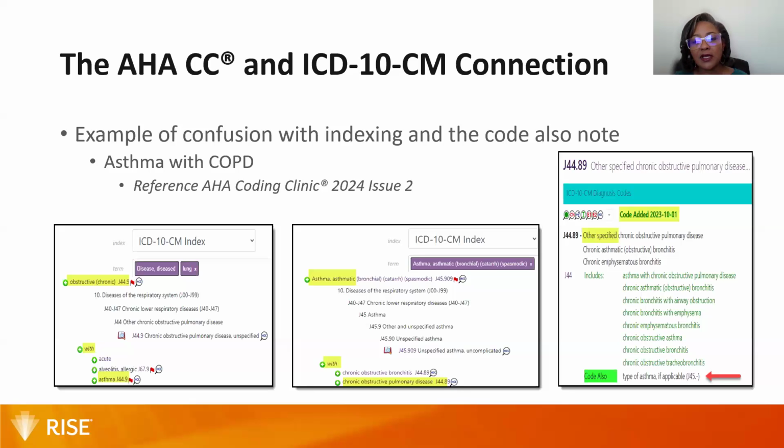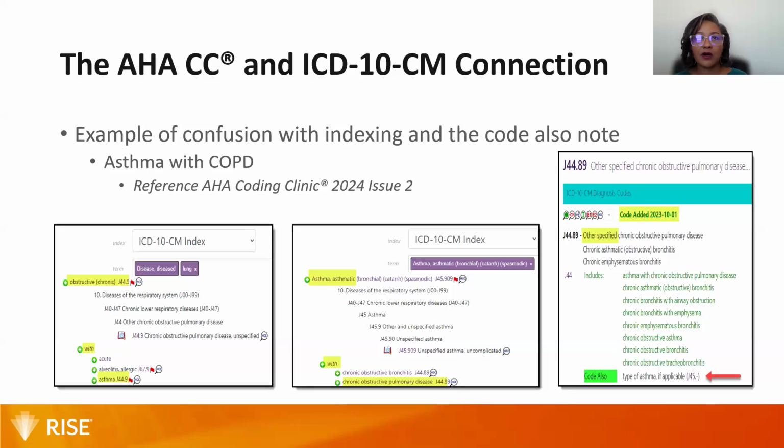Now, I wanted to bring in here this code also note. You will notice that there's a code also if you have the type of asthma. So we're talking about mild or intermittent or severe asthma. If you have a specified form of asthma, then you would additionally code the type of asthma. That's where that code also note comes into play.